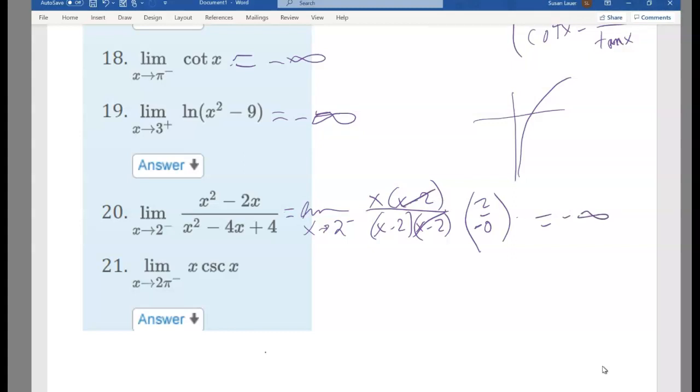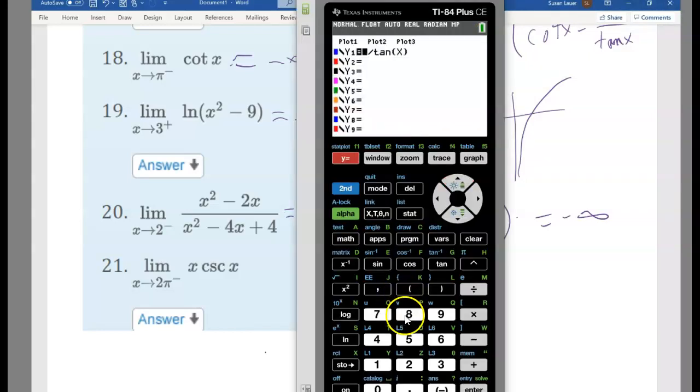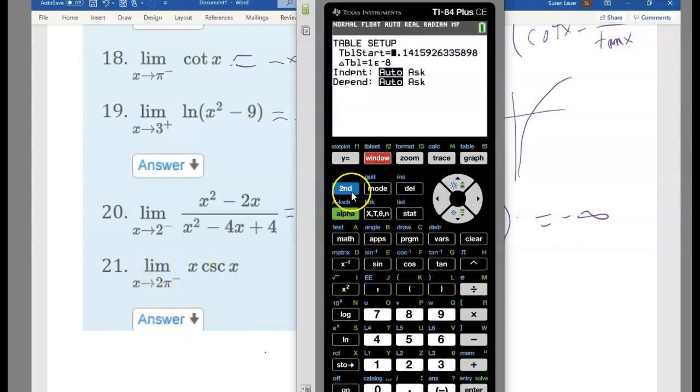For the next one, I'll go to my calculator again. Cosecant is 1 over sine, so I can write this as y equals x divided by the sine of x. Or you could write x times 1 over sine x. That would be fine too. So I'm going to do a second table set. I want it at 2 pi, second pi times 2. And I want my delta table small, so I leave it like that.